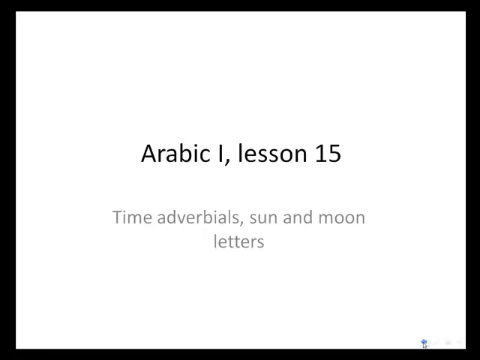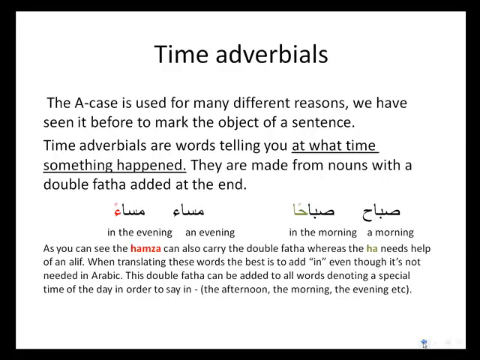Welcome to Arabic 1 and Lesson 15. Today we're going to talk about time adverbials, sun and moon letters. Time adverbials. The A case, as we've seen, is used for many different reasons. A couple of weeks ago we saw it as the marker of the object of a sentence, marking the word that is the object. Today we're going to see how the A case can be used to show at what time something is happening. And when it's used like this, it's called a time adverbial.